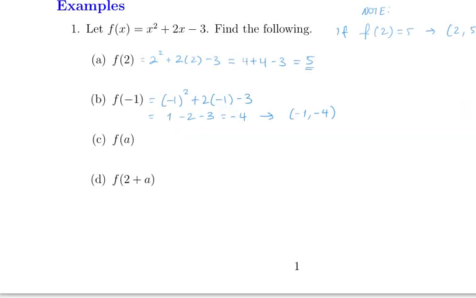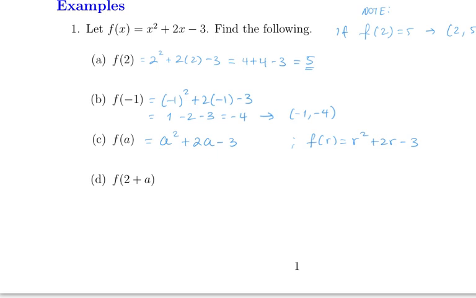What about f of a? So this one you plug it in, and this will give you a squared plus 2a minus 3. Since you don't know what a is, that's as far as you can go for now. That's it. That's the answer. So for example, if I would ask you how much is f of, let's say, r, what do you think the answer will be? It will just be r squared plus 2r minus 3, because you don't know what r is.